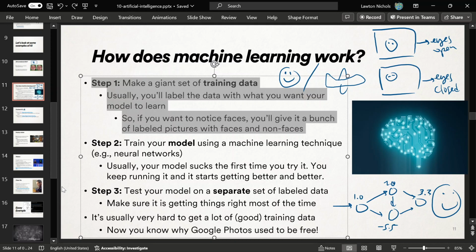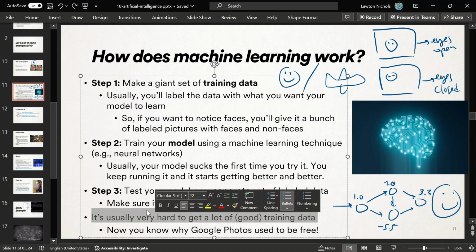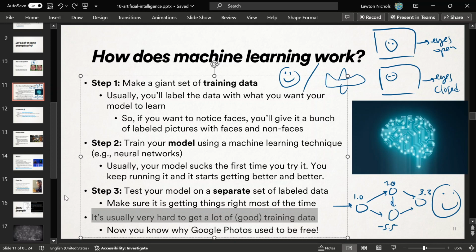With a big enough neural network, you can learn pretty much anything these days with enough training data, and it's very hard to get a good amount of training data, and training data that's well labeled and things like that. If you've used Google Photos before, do you remember that it used to be free? It would store every image you could possibly want to upload. Google was happy to hold it for you.